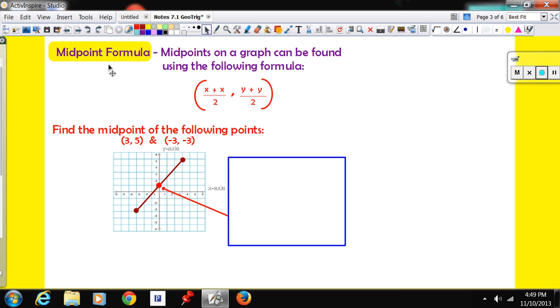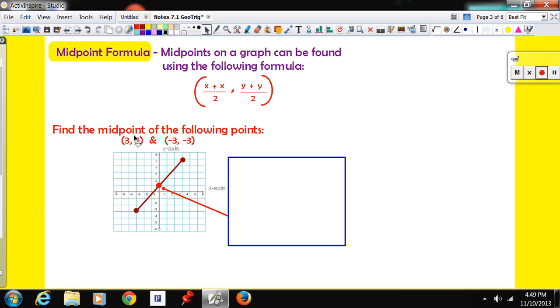Moving on, we got a midpoint formula. So not only can we find the distance of the whole segment using the distance formula, we could actually find the halfway point of a segment by using what we call the midpoint formula. That would be the x plus x divided by 2. So basically you're trying to find the middle of the x's. So you're adding them together and cutting it in half. You're taking the average of the x's, you're taking the average of the y's.